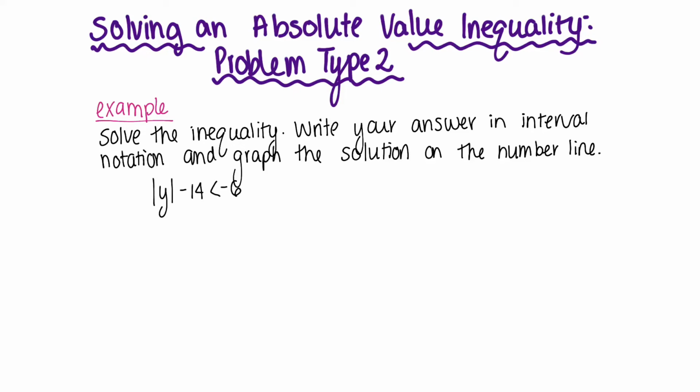Solving an absolute value inequality problem type 2. So at this point, you should have seen the problem type 1, and we talked about absolute value inequalities and learned that there are, in general, two things that happen.